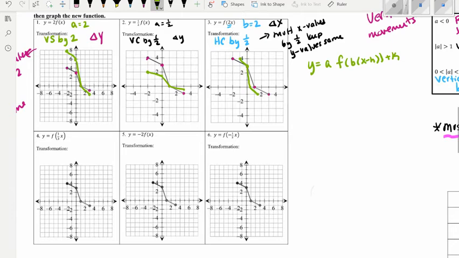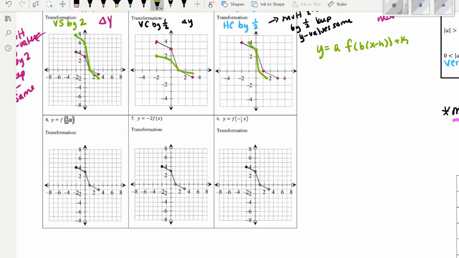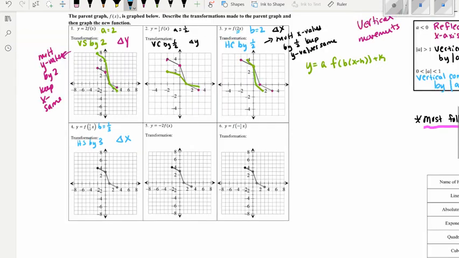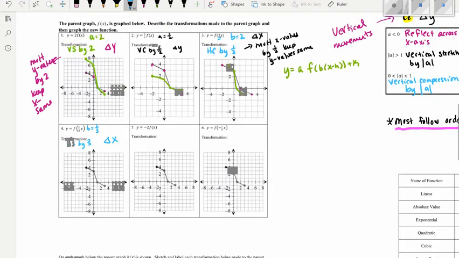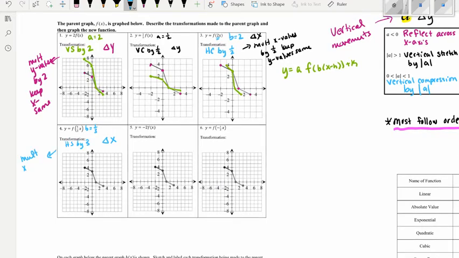So looking at the next one, we have 1/3 attached to x, so that's our b value. So b is equal to 1/3. So opposite thinking, that means this is going to be a horizontal stretch by 3. So again, we're changing our x values. So now we're going to multiply our x values by 3, keep y values the same.